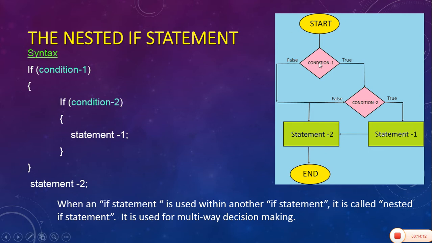Now the third case: if condition 1 is false, then everything inside it, condition 2 and statement 1, will be ignored, and only statement 2 will be executed.